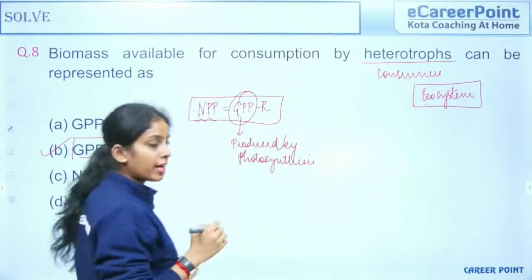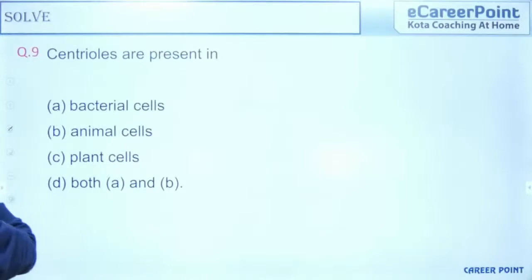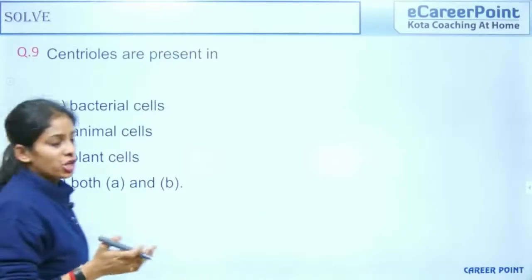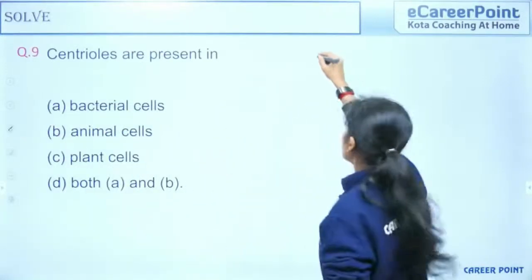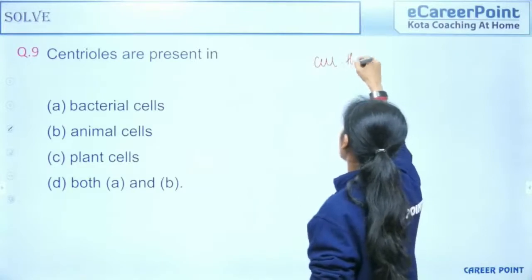Right? Clear? Okay. So now coming to question 8. Centrioles are present in which? This question is from the chapter Cell, the Unit of Life.